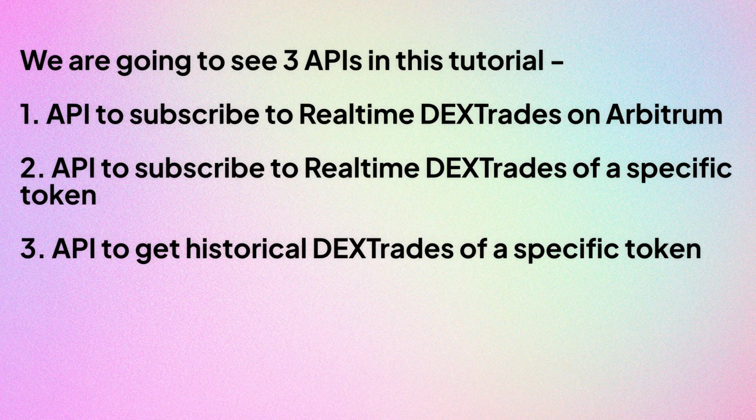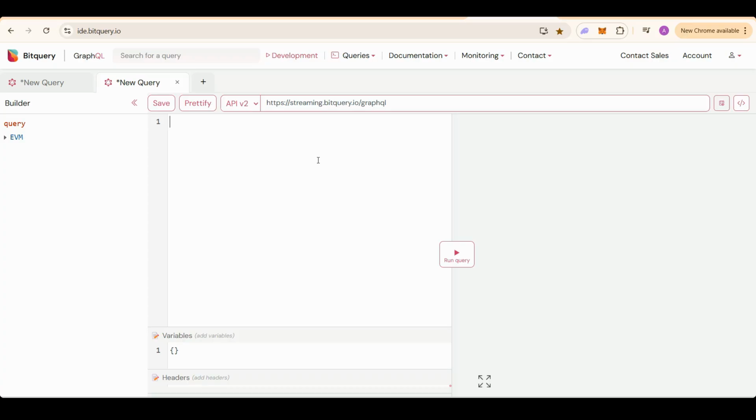We will see three APIs in this tutorial. First one is API to subscribe to real-time DEX trades on Arbitrum. Second is API to subscribe to real-time DEX trades of a specific token. Third is API to get historical DEX trades of a specific token. Anything where historical comes, you will need to query the DB and use query keyword instead of subscription keyword.